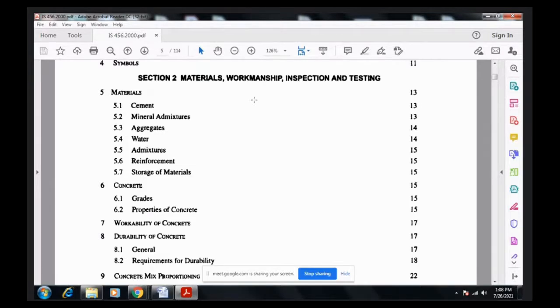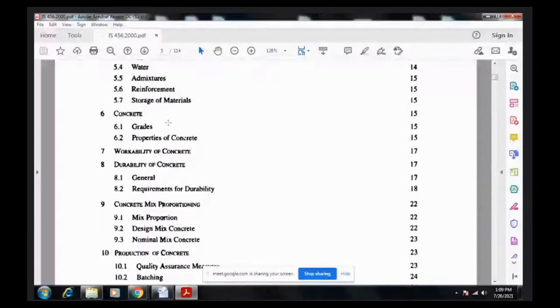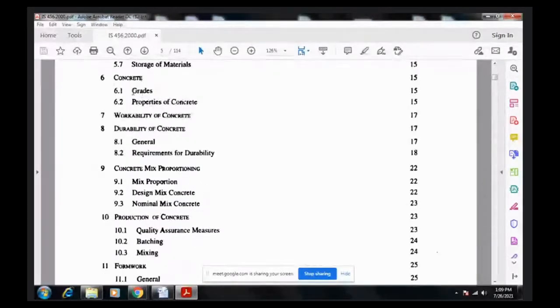So that is why these are the core areas where something is given, not in detail. At least if you go through them, you'll be able to understand what exactly it is that they have referred to. In one or two lines, you will be able to get the philosophy out of it. Now, after that, the grade of concrete and the properties of concrete. I'll come to that and discuss what the grade of concrete is and what kind of property we expect.